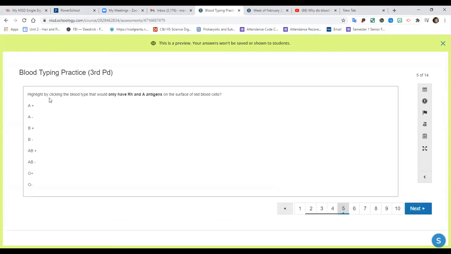Okay, highlight by clicking the blood type that would only have RH. It has it. So RH is in there, and A antigens on the surface of the red blood cells. What would it be? It has A antigens. Remember that the antigens determine the blood type. And RH is if you have it or you don't.